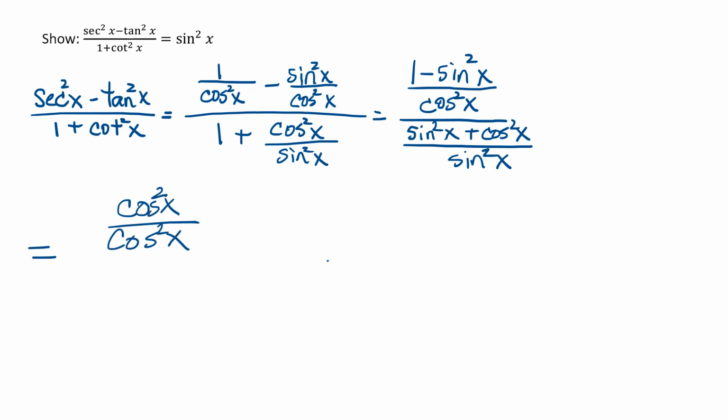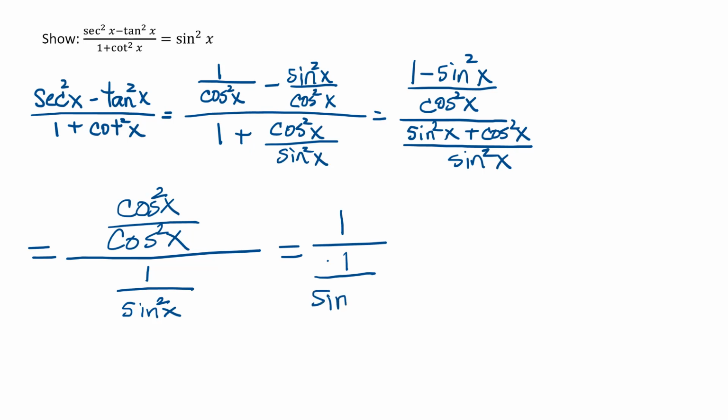Then in the denominator of this complex fraction, I can see that I have sine squared x plus cosine squared x over sine squared x. I know that sine squared x plus cosine squared x is 1, so I can rewrite that denominator as 1 over sine squared x. Therefore, I have 1 over 1 over sine squared x, which is equal to sine squared x, and that is what I was looking for.